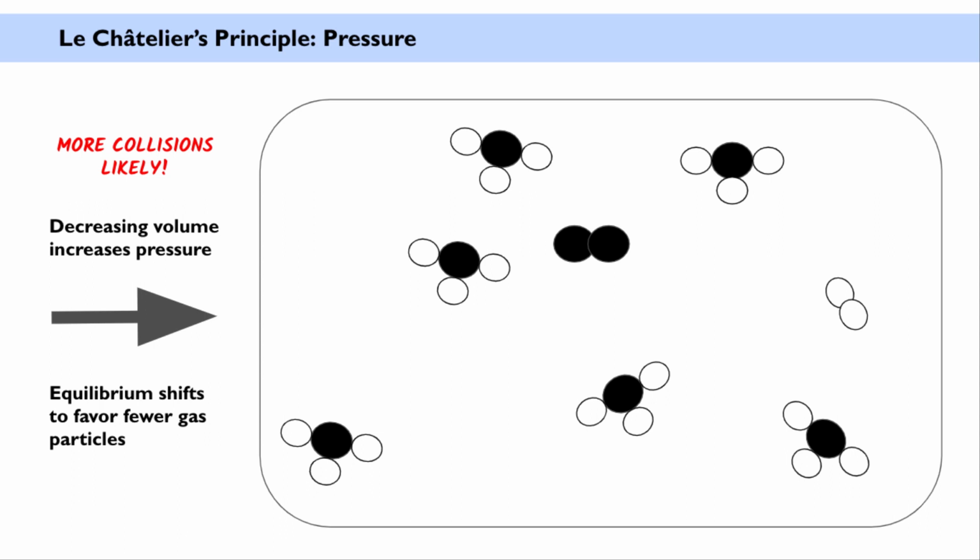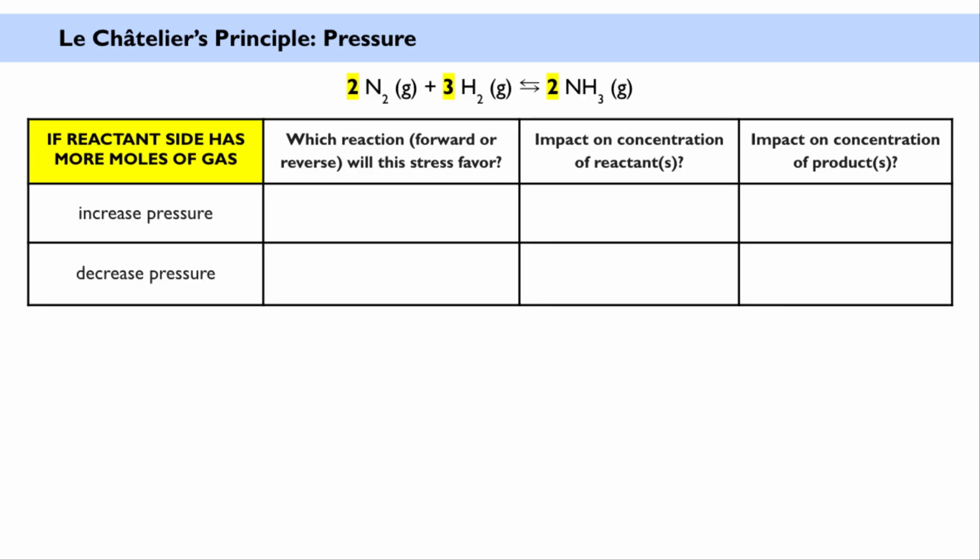And when I say particles, I mean bonded together units. So as I increase the pressure, equilibrium shifted to favor fewer gas particles. In this case, if the reactant side has more moles of gas, increasing the pressure will favor creating more product, decreasing the number of gas particles by creating more product. The forward reaction in this case is creating more product.